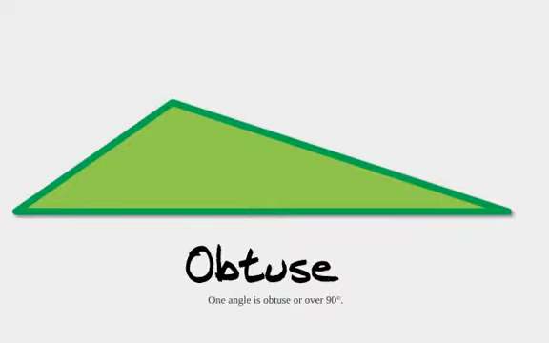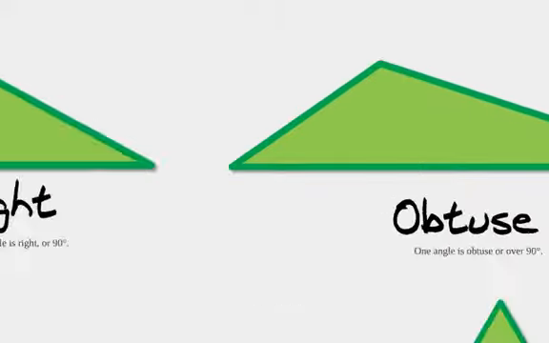Could you have a triangle with 2 obtuse angles in it? Well, logic says that if we can't have one that has 2 right angles in it, we can't have one that has 2 obtuse angles in it, because it would be more than 180 degrees.